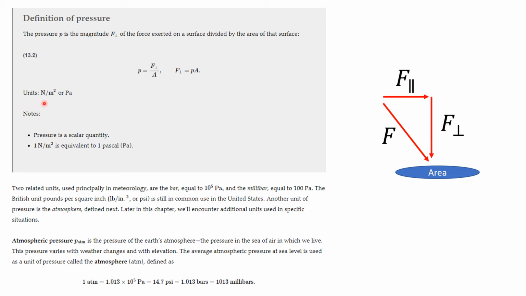Okay, the units are going to be newtons, that's force, per area, newtons per meter squared. Now we have a name for that. That is called a Pascal, or Pa. So this is Pascal in physics class, not Pennsylvania. Now pressure is a scalar quantity, and 1 newton per meter squared is equivalent to 1 Pascal, which is Pa, and that's often the unit that we will use.